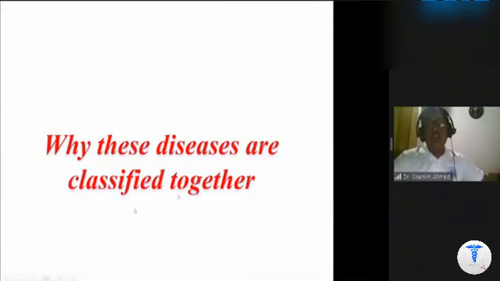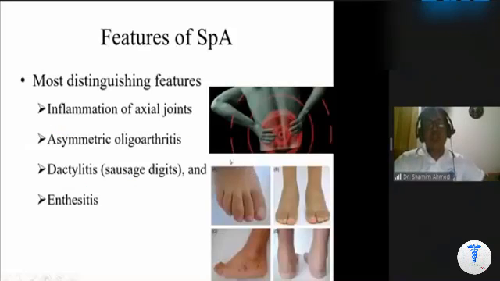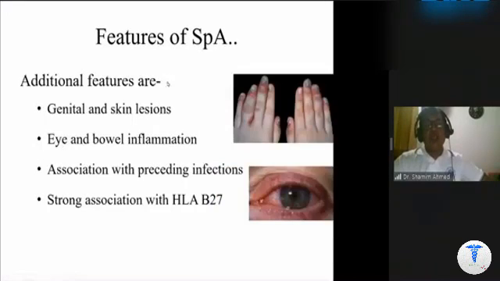But why are these diseases classified together? Because they have some distinguishing features like inflammatory axial pain or back pain, asymmetrical oligoarthritis, sausage digit, that is dactylitis, and enthesitis. That means inflammation at the site of entheseal attachment. And there are also some additional features like genital and skin lesions, anterior uveitis, and an association with preceding infection or ingestion, which is due to Salmonella, Shigella, Campylobacter jejuni, and they have a strong association with HLA-B27.